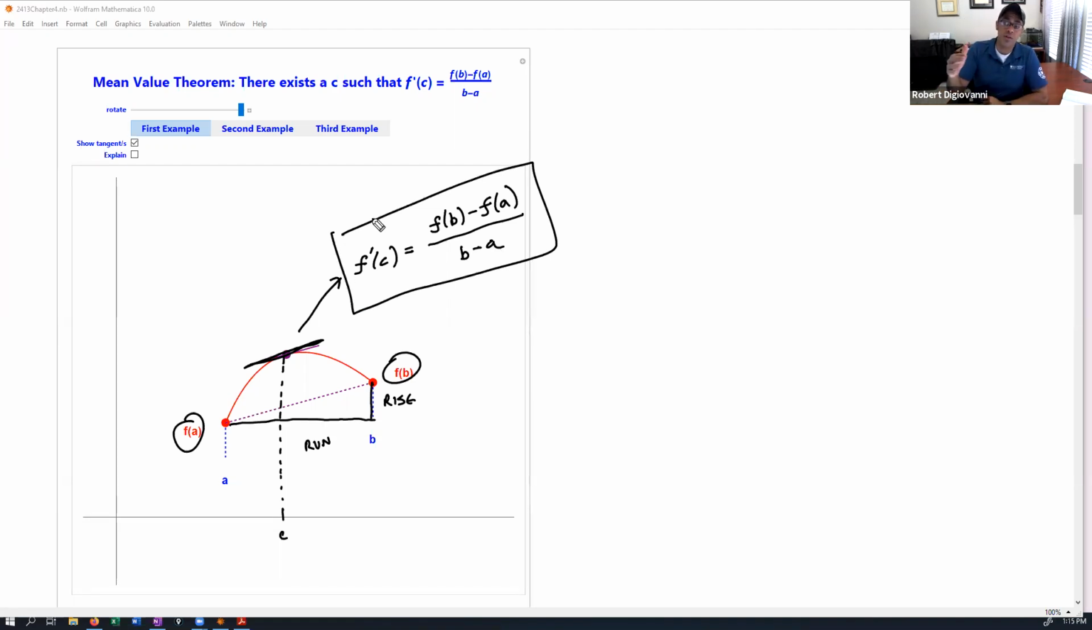Now, to answer your question, Austin, where would this be used? What this is saying is this. Let's say you take a road trip, okay? Let's say you go 60 miles on this road trip, and it takes you 1 hour to do it. You go 60 miles in 1 hour. Then what was your average speed? 60 miles per hour.